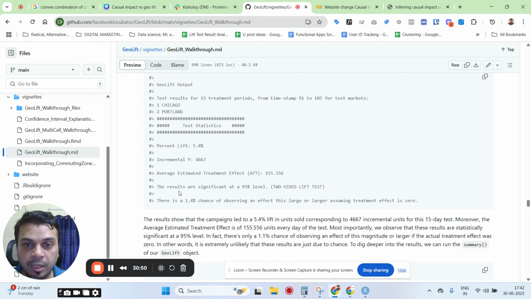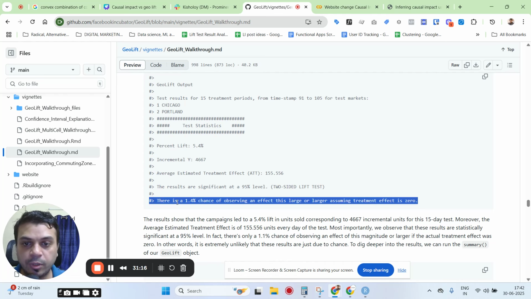and you will also see that the results are significant at the 95% level. So that's your average estimated treatment effect, by the way, and the results are significant at a 95% confidence interval. There's a 1.4% chance of observing an effect this large or larger, assuming the treatment effect is zero. So this was supposed to be as close to zero as possible, and you can see that it's a very small percent, right? Because this is basically your absolute lift in zero.